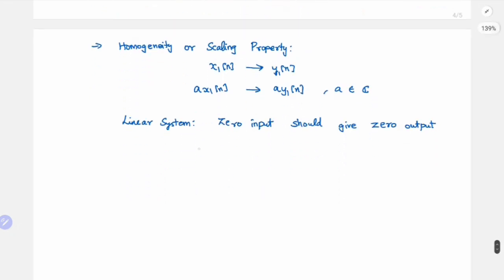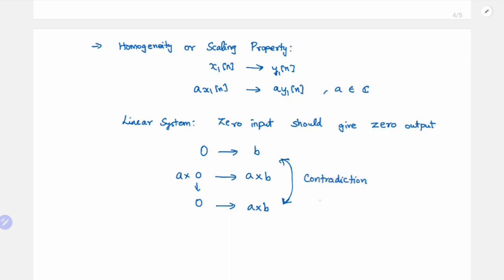So why is this necessary? If your zero input doesn't give zero output, let's say it gives some output B, then if I scale this input, my output also will scale, right? As per linearity, my output also should scale. But if you see, this input is nothing but 0. So 0 gives A into B. So this is a contradiction. Same input cannot give two different outputs, right? Because of the properties of a function. So contradiction. So hence, this is true. Zero input should always give zero output.